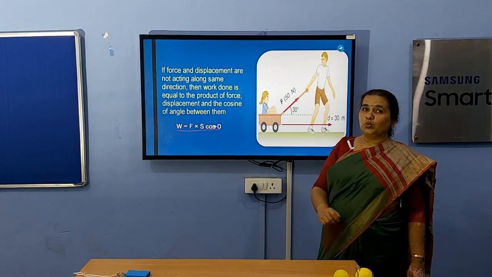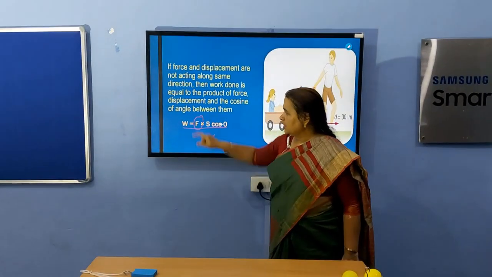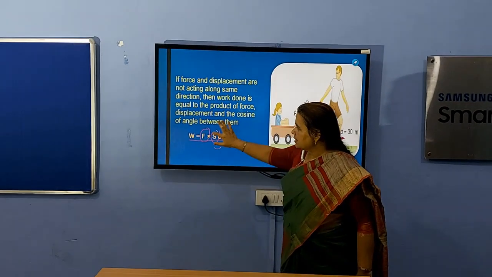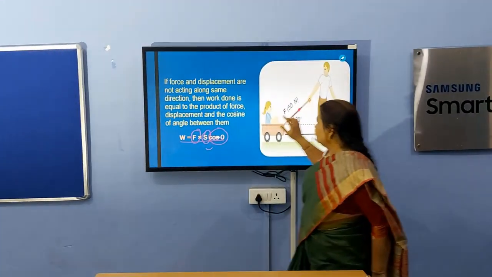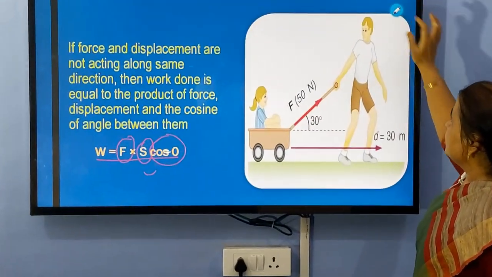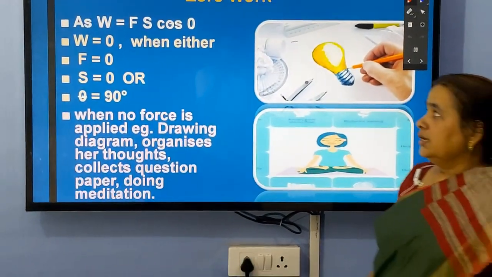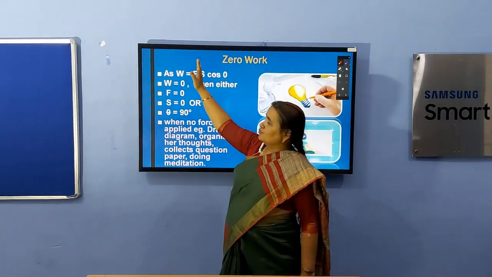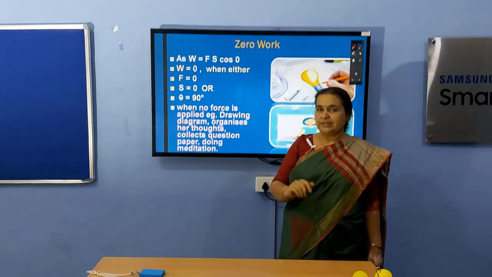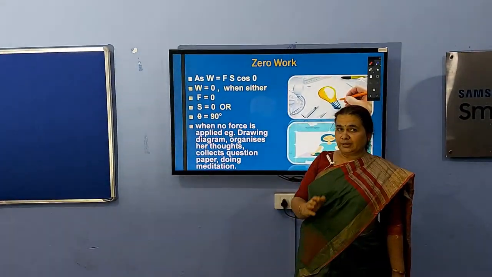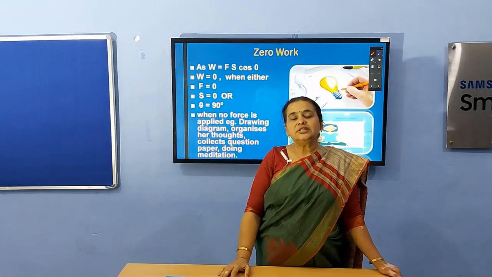That means now work depends on three quantities. Number one, force. Number two, displacement. And number three, the cosine of the angle between force and displacement. Depending upon these three factors, force, displacement and cos theta, work can be zero, can be positive and can be negative. Let us start with zero work.